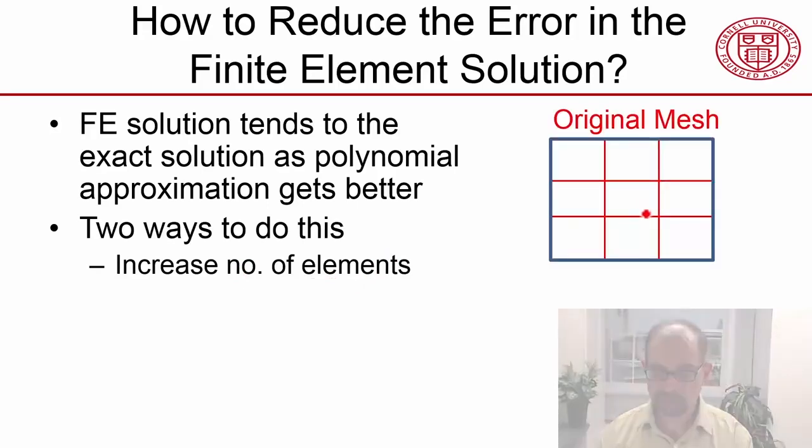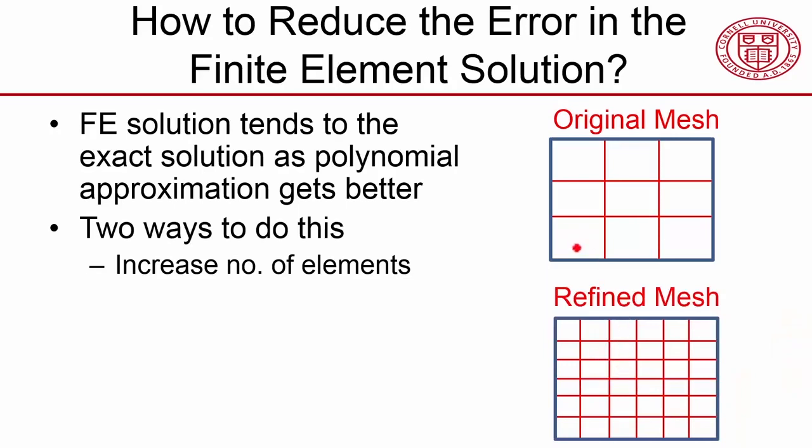If this is our original mesh, we can refine the mesh. We can use twice the number of divisions in each direction, so we'll go from 9 elements to 36 elements. You'll have 4 times the number, which means that you're representing the temperature field now as a superposition of 36 polynomials, whereas over here it's a combination of 9 polynomials. So clearly, using 36 polynomials is better than using 9.